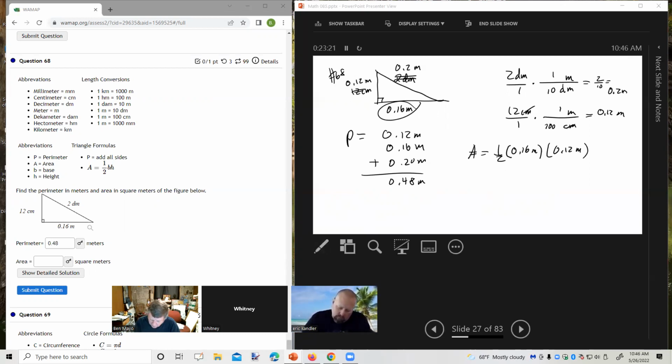All right. Well, let's see. If I take 0.16 divided by 2, that would be 0.08, half of that. So 0.08 times 0.112 is 0.0096. Wow. Is that right? Sure is. I was having doubts there. Just seemed awfully small. Okay.